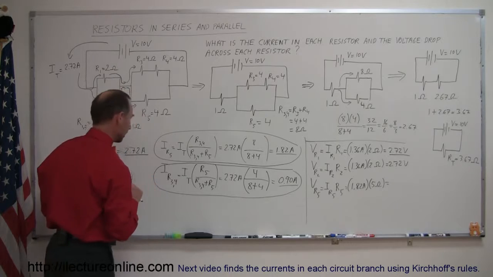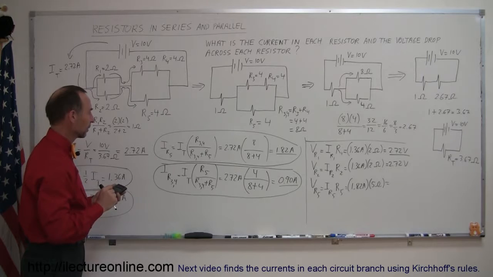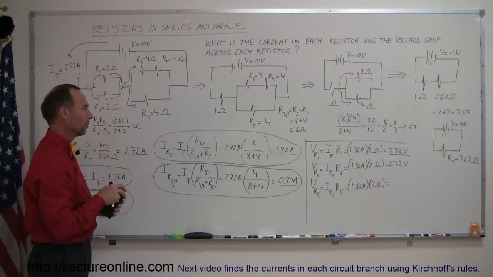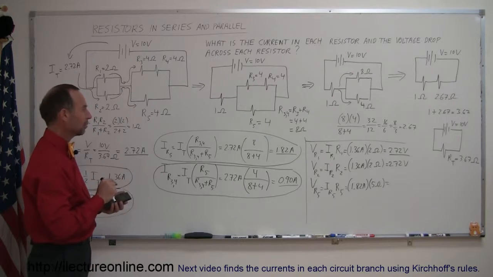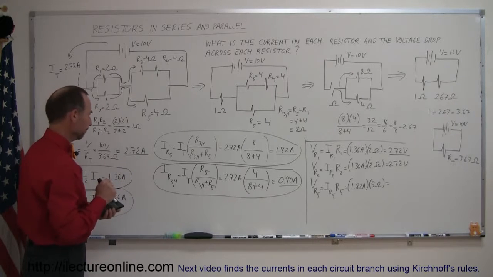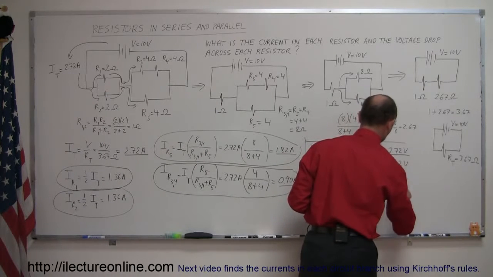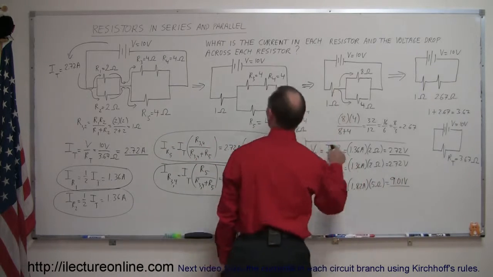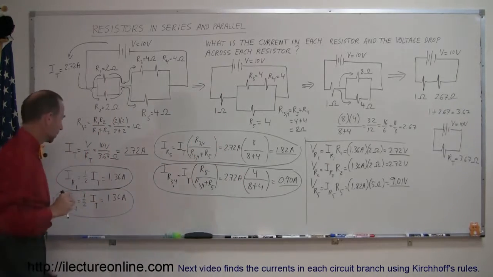Let me check this real quick here. 2.72 divided by 3 times 2 equals 1.82. That's about right. Multiply times 5 equals 9.01 volts. That doesn't seem right, because those two added together should add up to 10 volts, and it adds up to more than 10 volts, so I know there's something wrong.